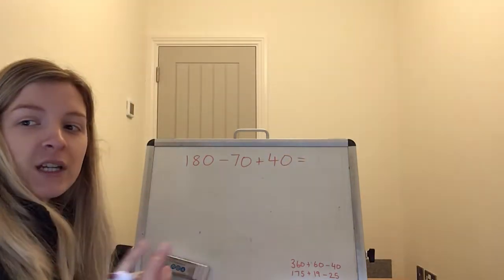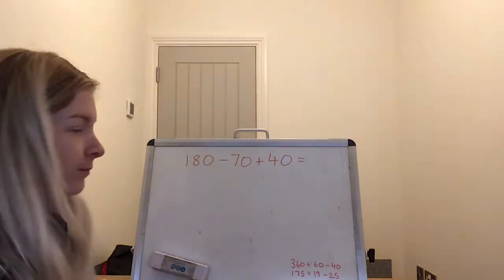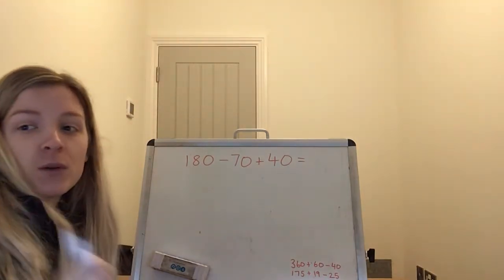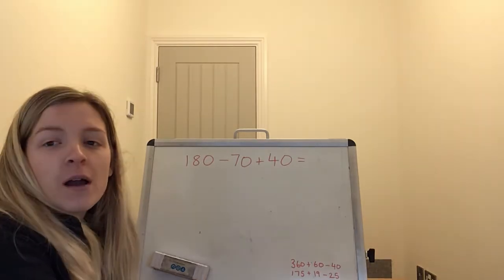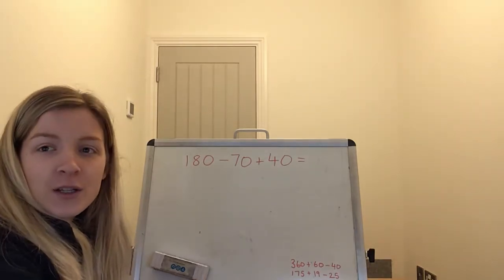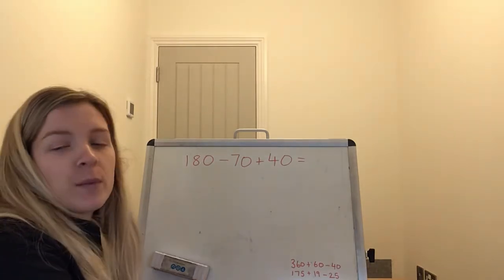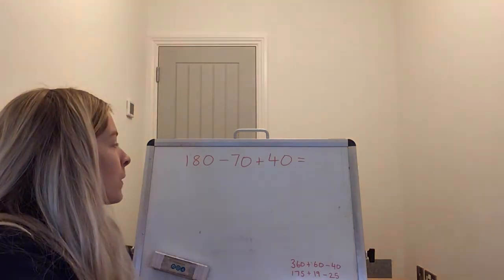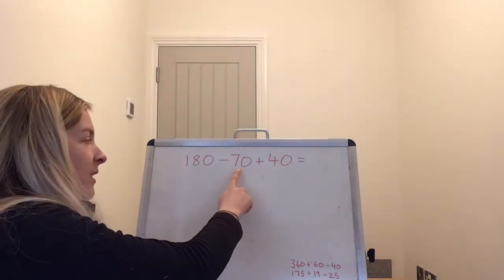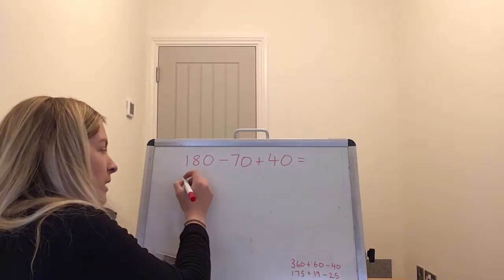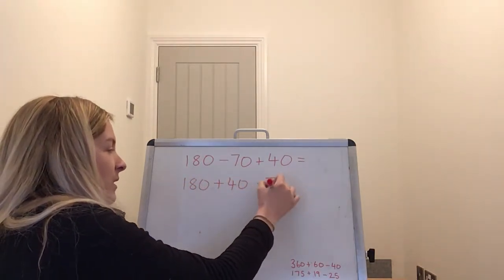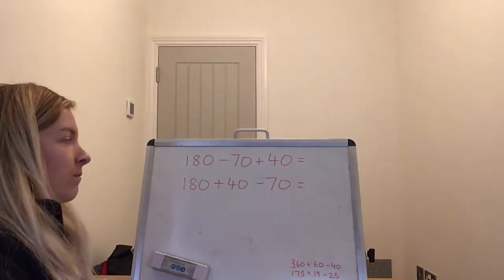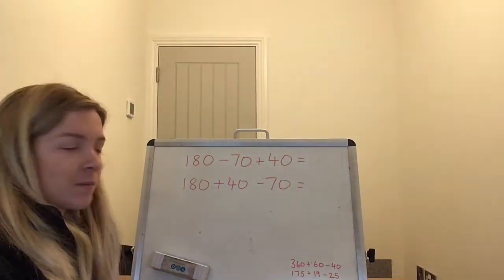Okay, pause the video, have a go at this. All done? Okay, so you should have had a go at that one now. I'll be interested to know, did you swap the steps? So 180, take away 70, add 40, or did you do 180, add 40, take away 70? Which way is going to be easier?